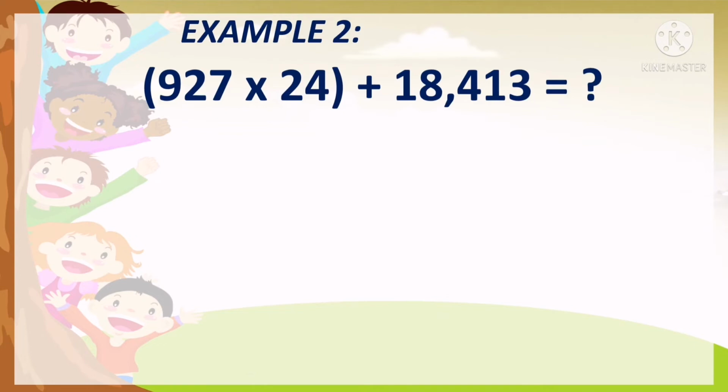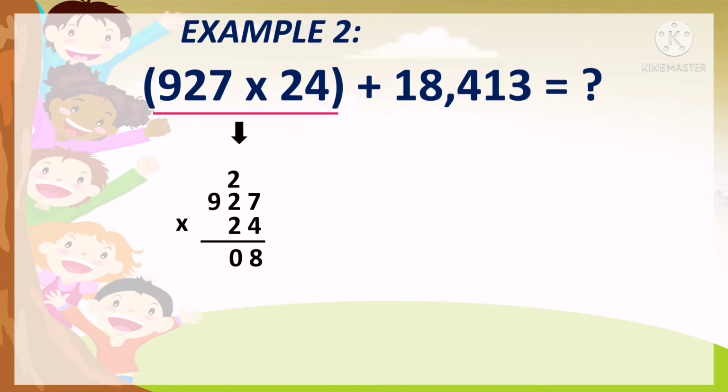Open parentheses, 927 times 24, close parentheses, plus 18,413 equals blank. So what we're going to do first is the one that is inside the grouping, which is multiplication. So solve it first. 927 times 24. So write it the vertical way. We'll begin multiplying 927 times 4 in the ones place. 4 times 7, that is 28. So 8, carry 2 to the next place value. 4 times 2 is 8, plus 2 is 10, so 0, and carry 1 to the next place value. 4 times 9 is 36, plus 1 is 37.